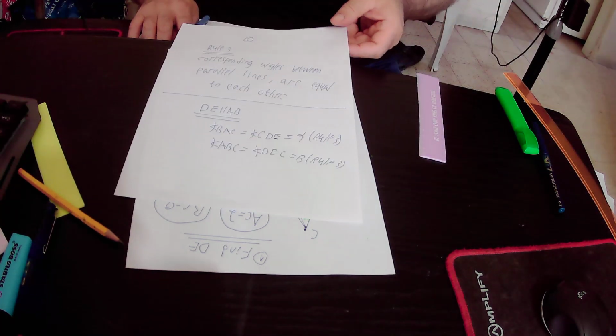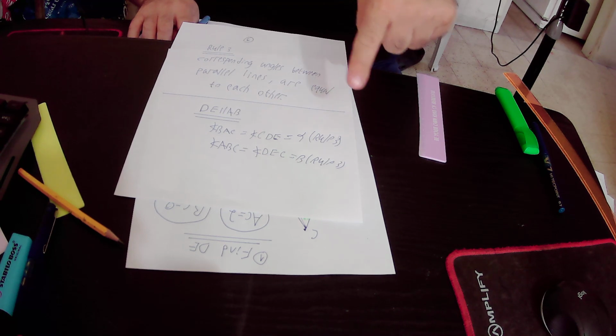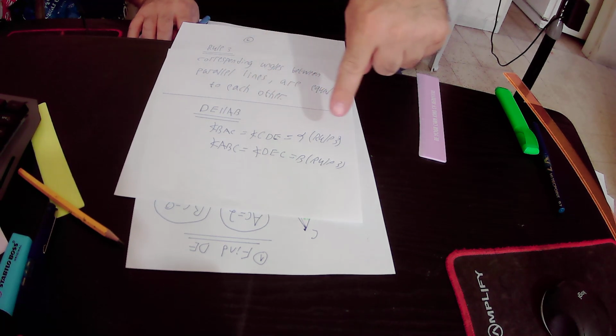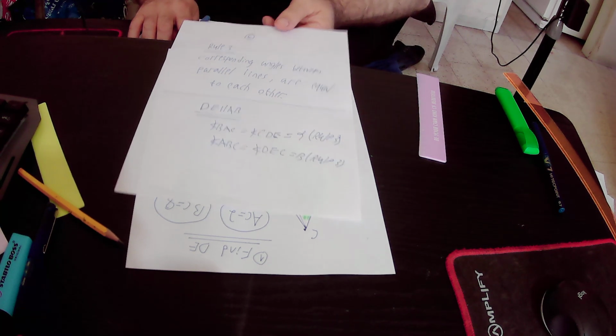So we found out that angle BAC equals angle CDE equals alpha according to rule number 3, and angle ABC equals angle DEC equals beta. That is also according to rule number 3.